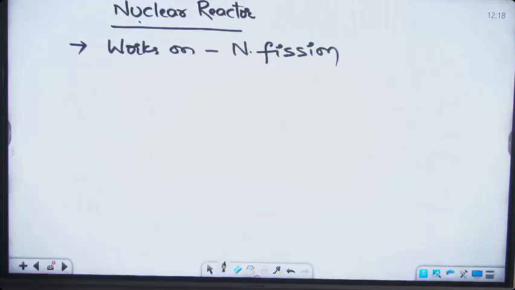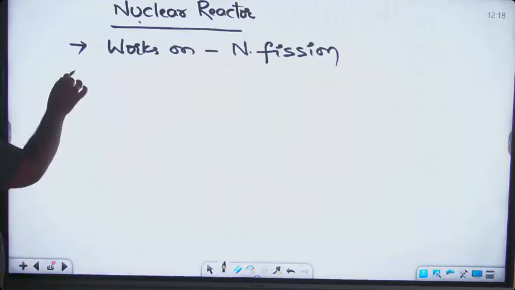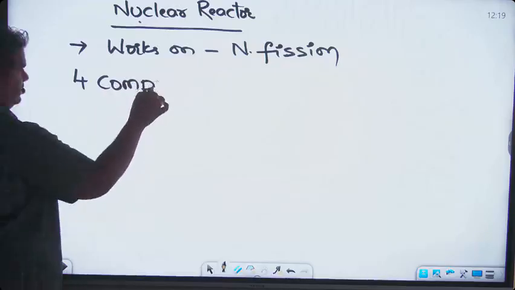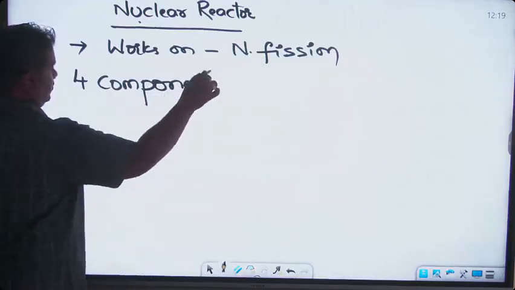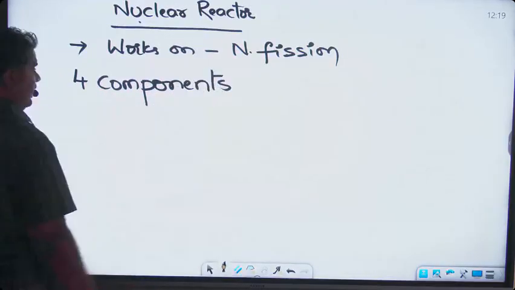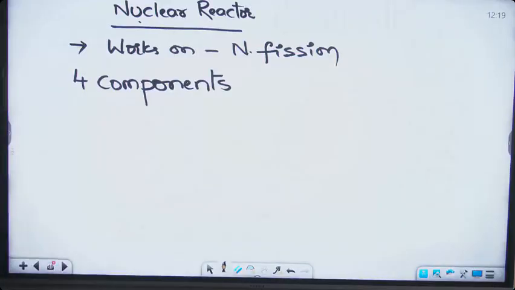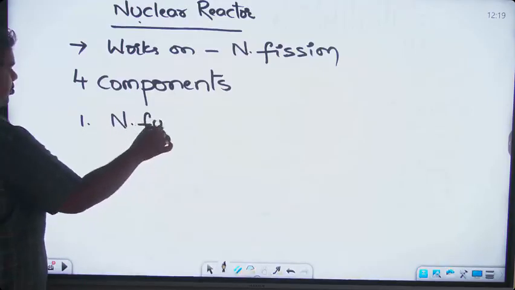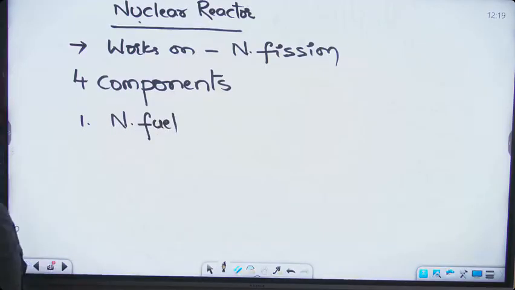Then, talking about the case of nuclear reactor, each and every nuclear reactor will be having 4 components. So the first component is nuclear fuel.